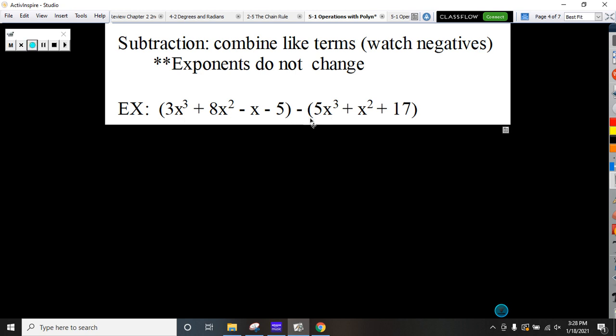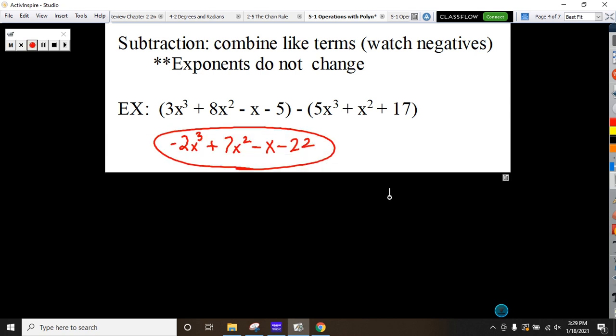So we have 3 and we're going to subtract 5, so we get negative 2 for our first part of our answer. This 8x squared, we're going to subtract with this x squared, so 8 minus 1 is 7. This negative x isn't going to change because there's nothing to subtract from it. And then we have negative 5, and we're going to subtract 17. Since we're taking negative 5 and subtracting 17 from it, it's going to get more negative. That's why in our final answer, we have negative 22.